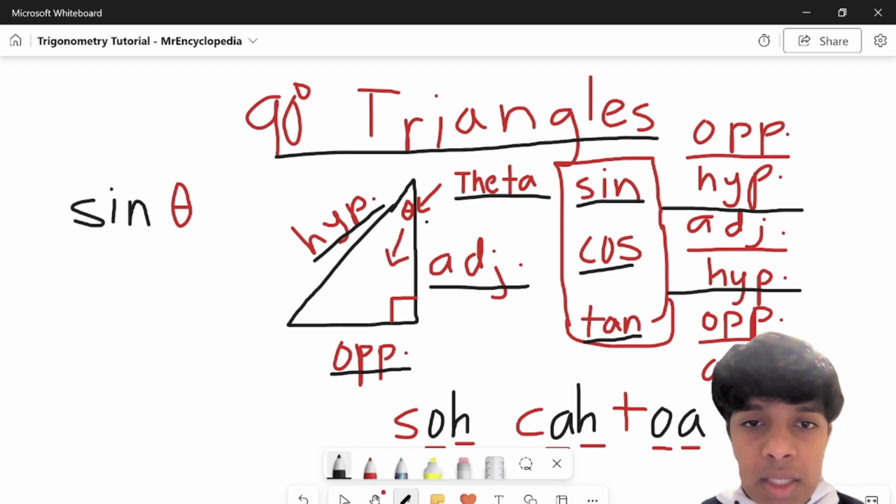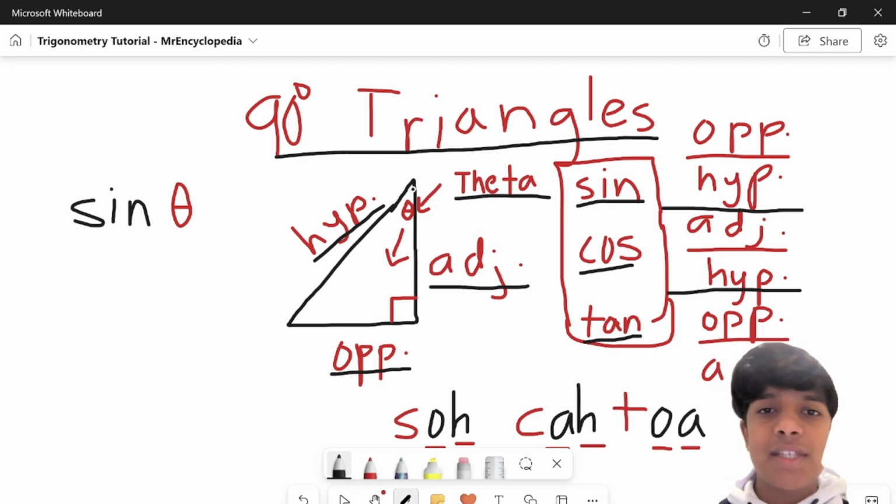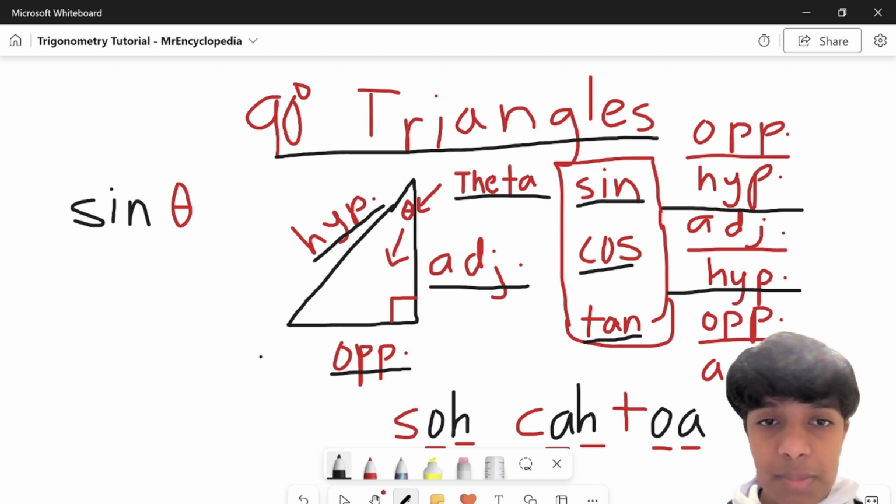Here we have a normal right triangle. Just like I said before, there is no such thing as trigonometric right triangles, although I've seen that term. It's just right triangles, but trigonometry is the subject. It only depends on normal right triangles. And here we have a symbol called theta.